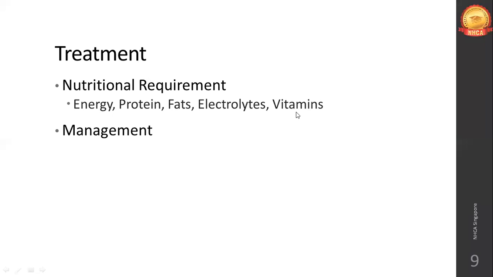Electrolytes and vitamins. Vitamin A deficiency is the serious concern. Immediately when the child is hospitalized, vitamin A prophylaxis will be given. For electrolytes, ORS can be given, or the child can be put on IV therapy, intravenous fluids. So that will take care of the electrolytes.